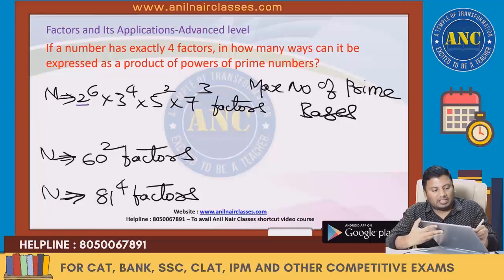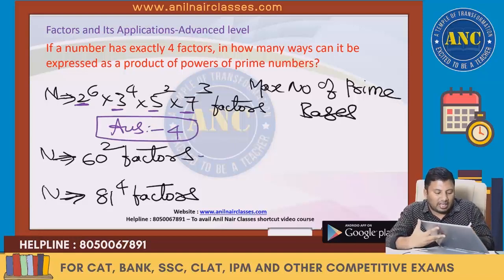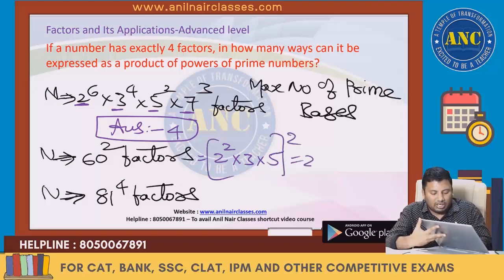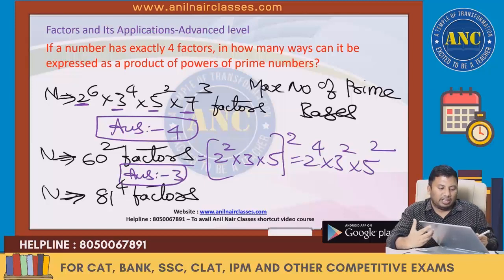What will be the answer for the first one? 1, 2, 3, 4. Maximum number of prime bases, first one answer is 4. Second one, 60 is 2 square into 3 into 5 whole square, which is 2 power 4 into 3 square into 5 square. Second one answer is 3.